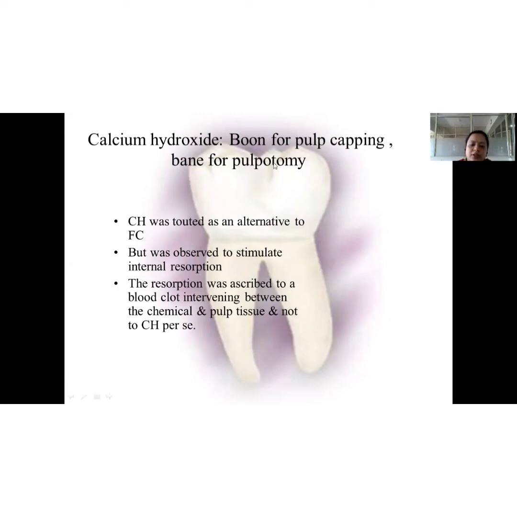Calcium hydroxide works for pulp capping but not for pulpotomy. Why? Because we have discussed this earlier also. In case of pulpotomy, a greater amount of area is taken up by calcium hydroxide, and there are increased chances of internal resorption. The resorption was ascribed to a blood clot intervening between the chemical and pulp tissue, not calcium.